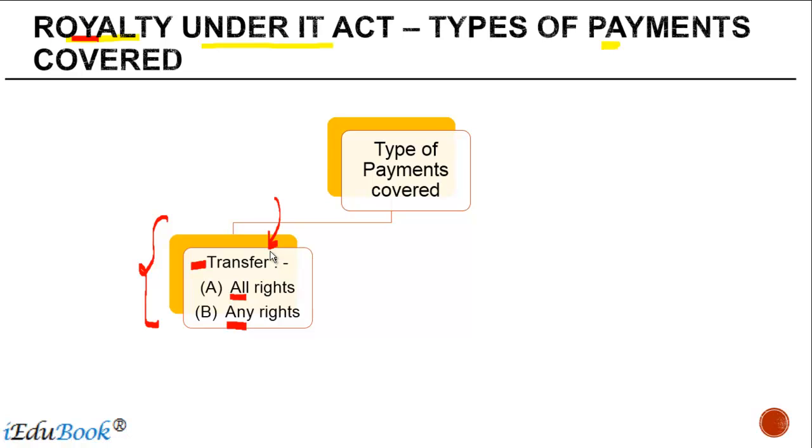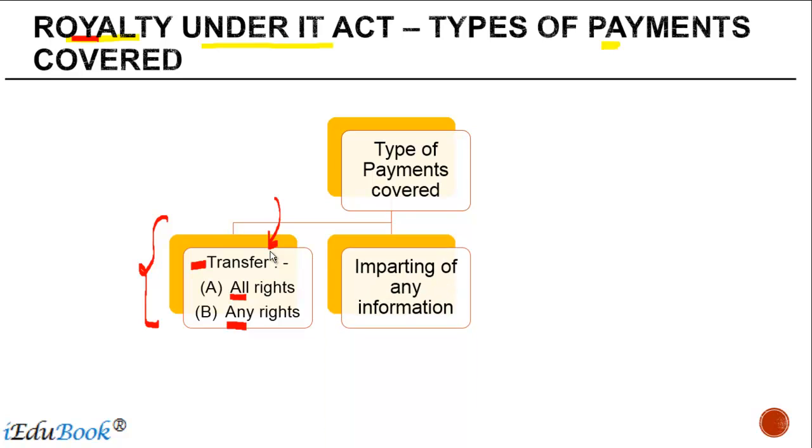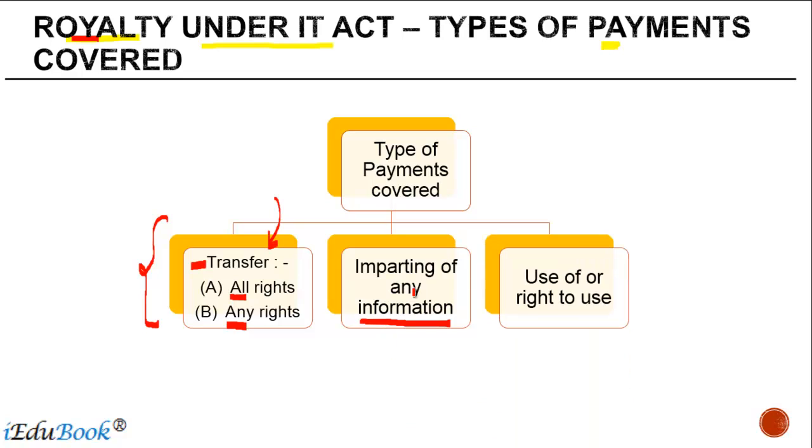Now, for each of these types of payment, we have detailed slides later on. But for now, let's try and understand what are the kind of payments which could be covered as royalty. The second category is in respect of imparting of information. Now, this would be a case where a person has a patent or some drawing, design, or some process, and he gives you information as to how that process or that patent or anything else would work, right?